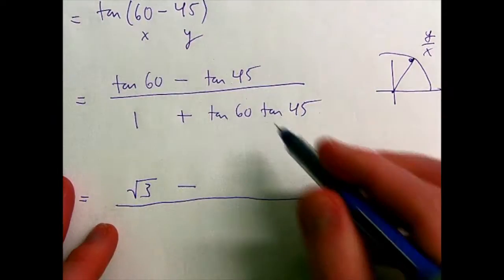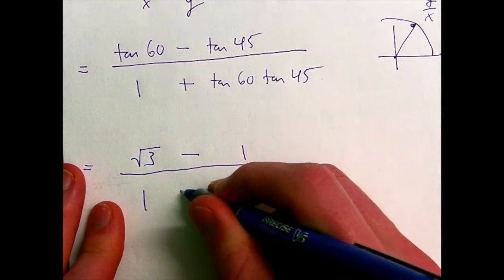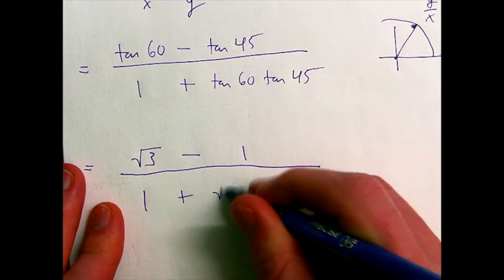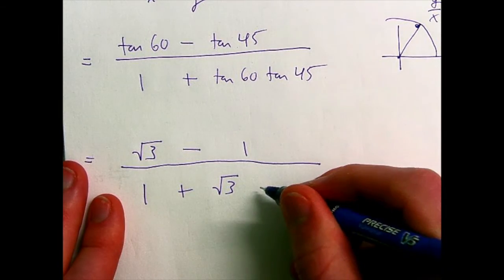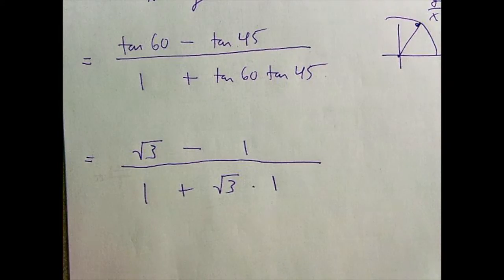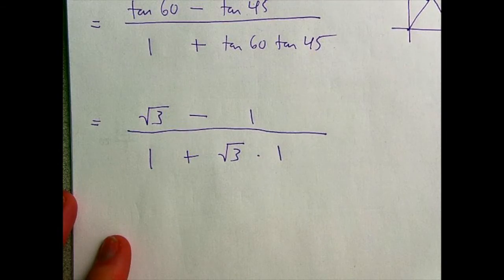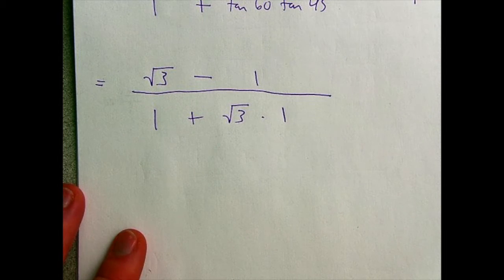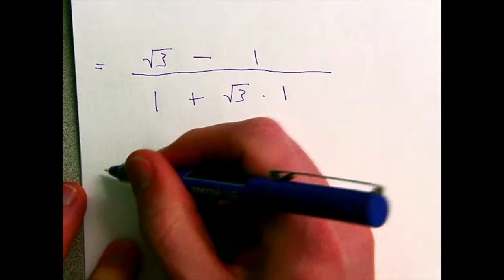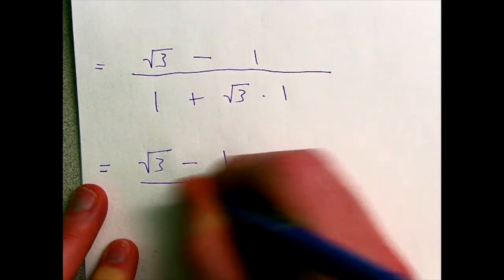minus, hopefully you remember that tangent 45 is 1, and then I have 1 plus tangent 60, again, that's root 3, and then tangent 45, that's, again, 1, okay? So whatever this is, that's the tangent of 15 degrees, although it should be simplified. The only issue is that the denominator has a square root in it, and you're not supposed to have that for whatever reason. This expression is a little bit tricky to rationalize.